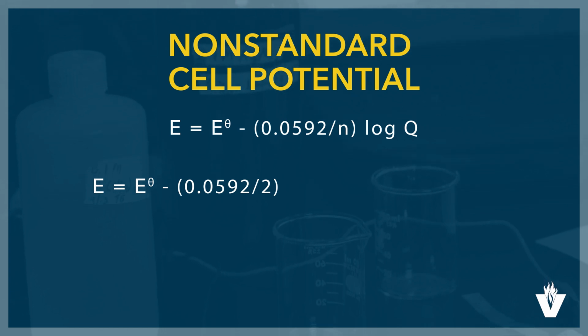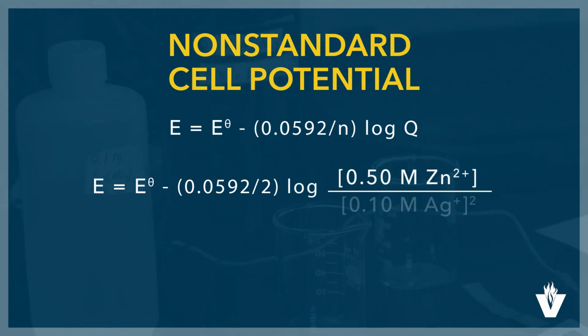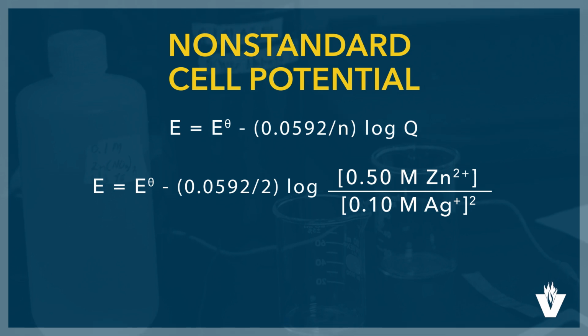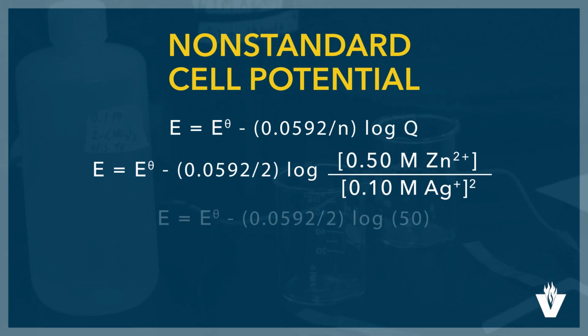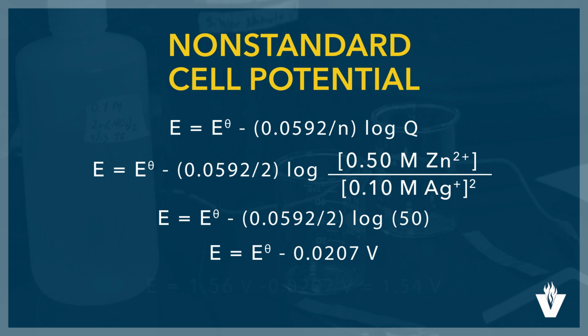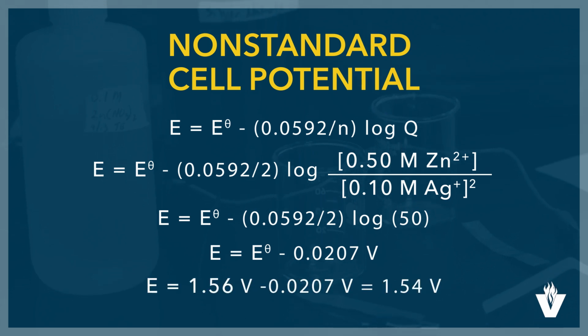Here, Q represents the molar concentrations of the product ions over the reactant ions, raised to their stoichiometric coefficients. In this case, we would square the concentration of silver ions because 2 is the coefficient in the reaction equation. Simplifying, we come up with 1.54 volts for the non-standard cell potential.